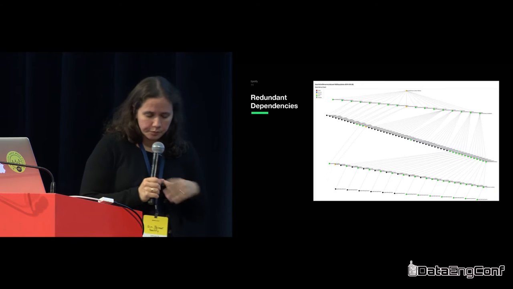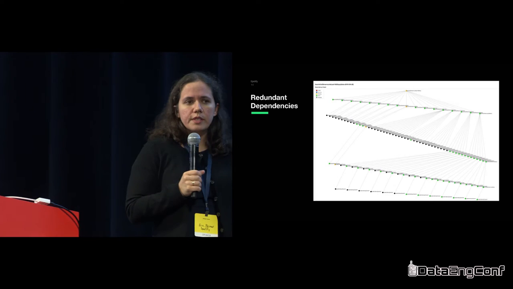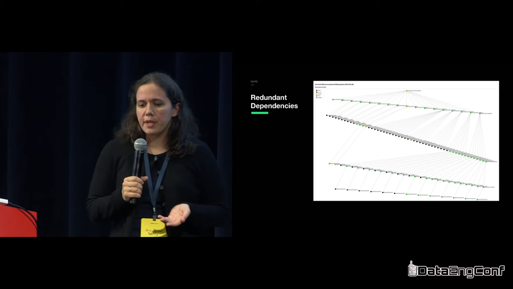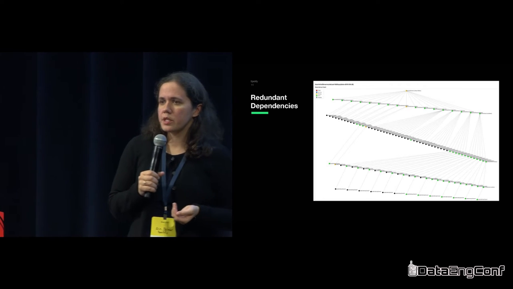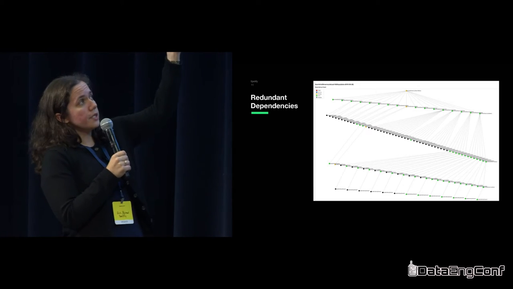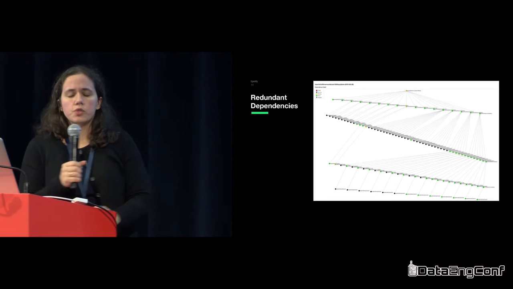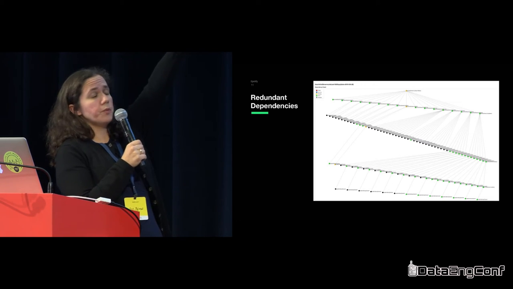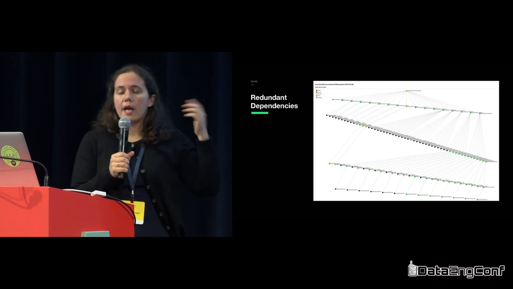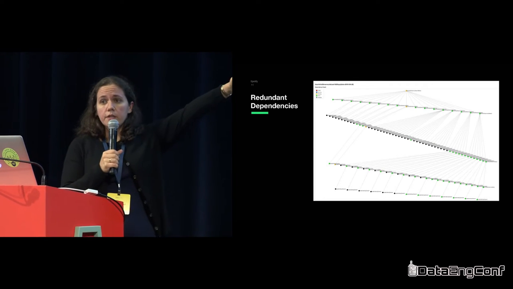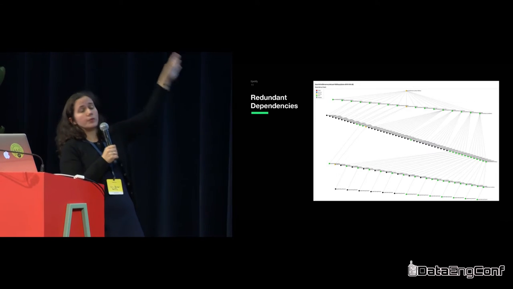So the first thing I want to talk to you about is redundant dependencies. For our pipeline orchestration, we use Luigi. I don't know if you're familiar with it, but it's an open source project. This shows you a sample Luigi execution. Say we want to compute that endpoint up at the top. In order to compute that, we need to compute everything in the second row. In order to compute everything in the second row, we need to compute everything in the third row, et cetera.